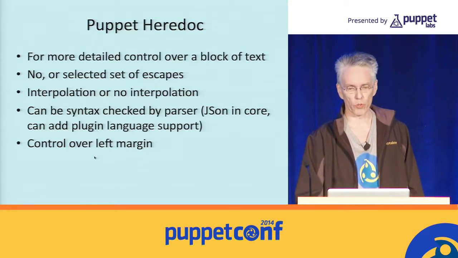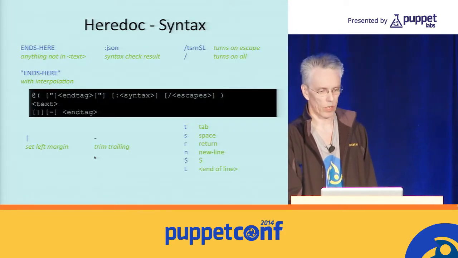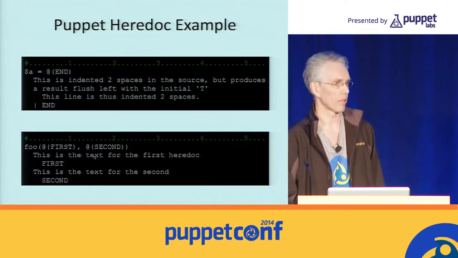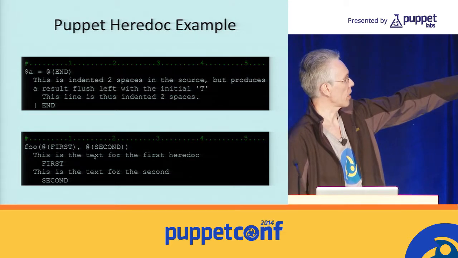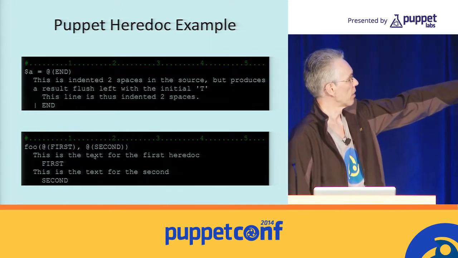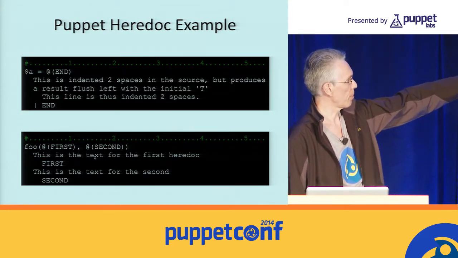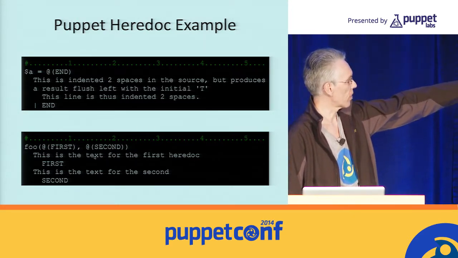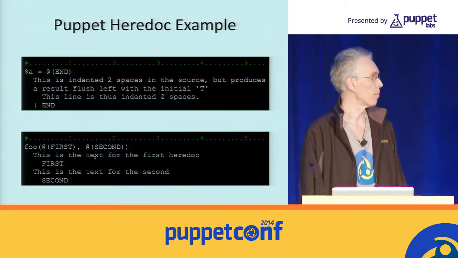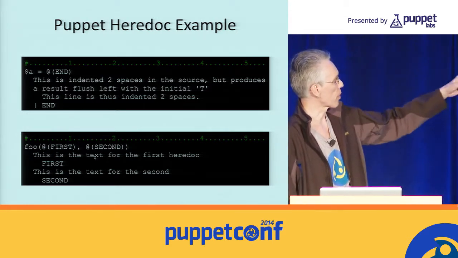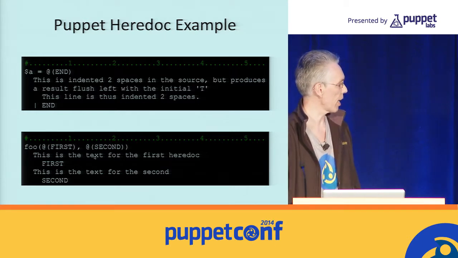HEREDOC. HEREDOC gives you detailed control over a block of text. So here is the HEREDOC syntax all in one slide. And I'm going to show you examples like this. You see there it says $A equals and then this end tag up there. That means all the lines from there to where you have repeated that end tag is text that should be taken verbatim and be a string. And you have control over where the left margin is, so you can filter out the entire left margin. That's the pipe before the end.